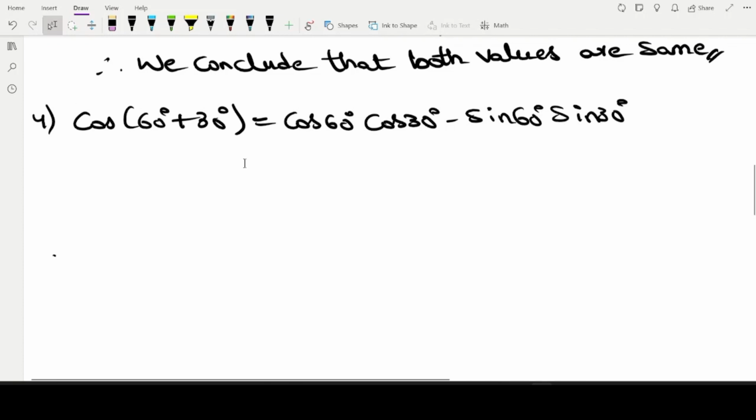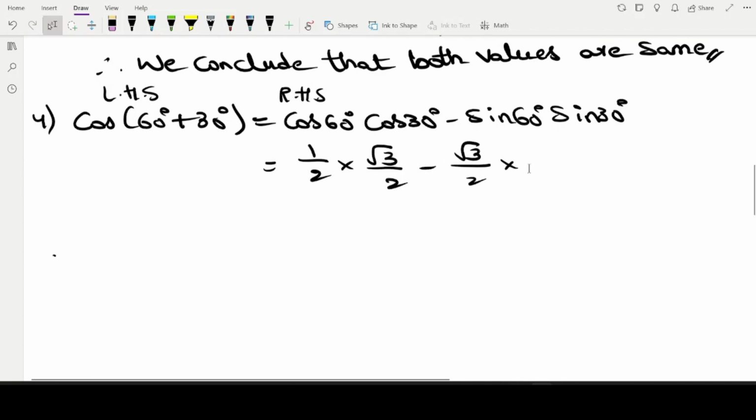Now let us solve the second part. Let us assume this is LHS and this is RHS. Now let's find the value of the RHS part. Cos 60 degrees is 1 by 2 and cos 30 degrees is root 3 by 2, minus sin 60 is root 3 by 2 into sin 30 degrees is 1 by 2. So 1 into root 3 is root 3, 2 into 2 is 4, minus root 3 into 1 is root 3, 2 into 2 is 4.